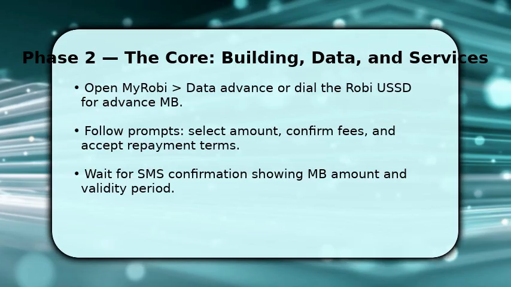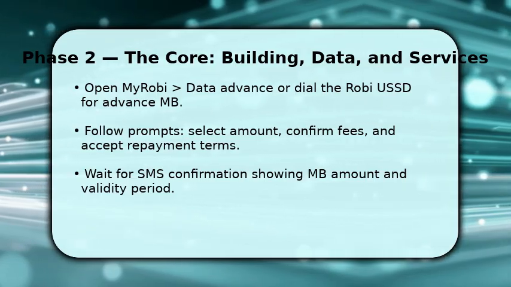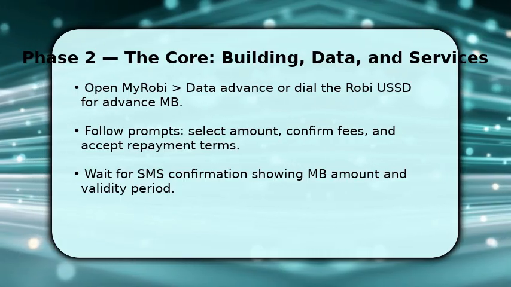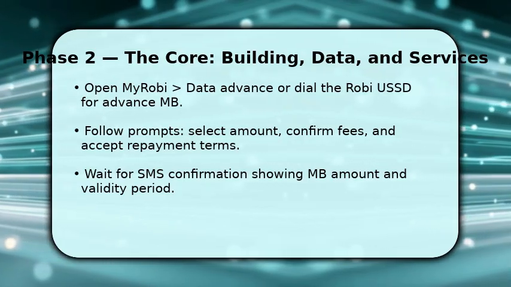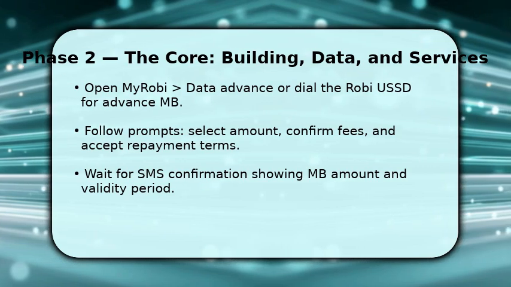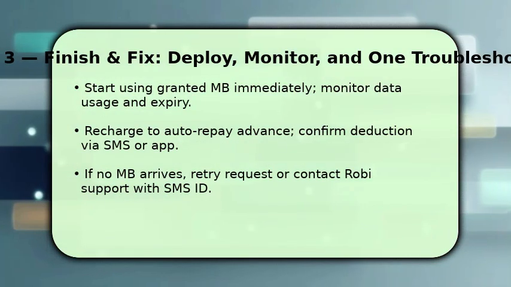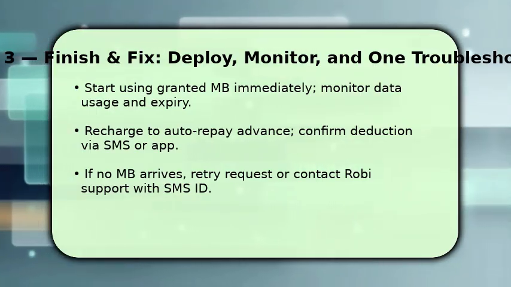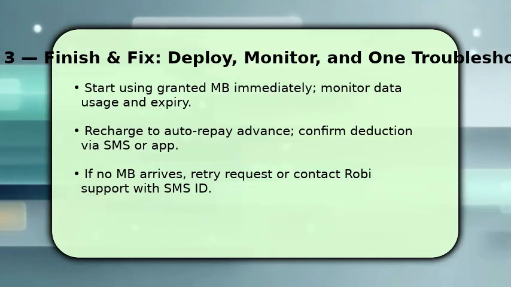Do not skip verification. After you confirm, wait for the operator's SMS, which will state the granted MB amount and expiry time. Make sure you read that message, so once the MB arrives, you can use it right away. Check usage and expiry in the My Robi app or via Balance USSD. When you recharge, Robi will usually auto-deduct the Advance Plus fee. Make sure the deduction appears in your SMS receipt.